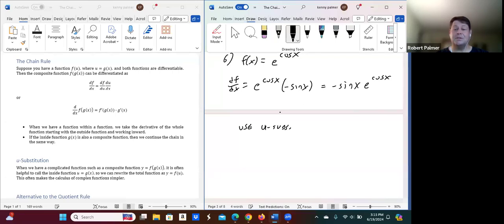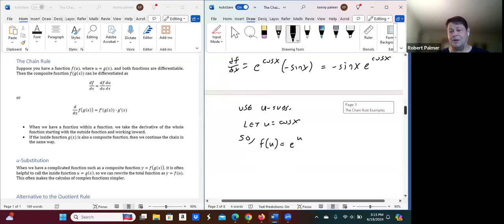Let's also do it, make sure you get the same thing. So this time I'll say let u equal cosine of x, okay? So what we have then, our function f, now it's kind of a function of f of u, which is still a function of x, is going to be, replace the cosine with u, so e to the u. Okay, then u is the cosine of x.